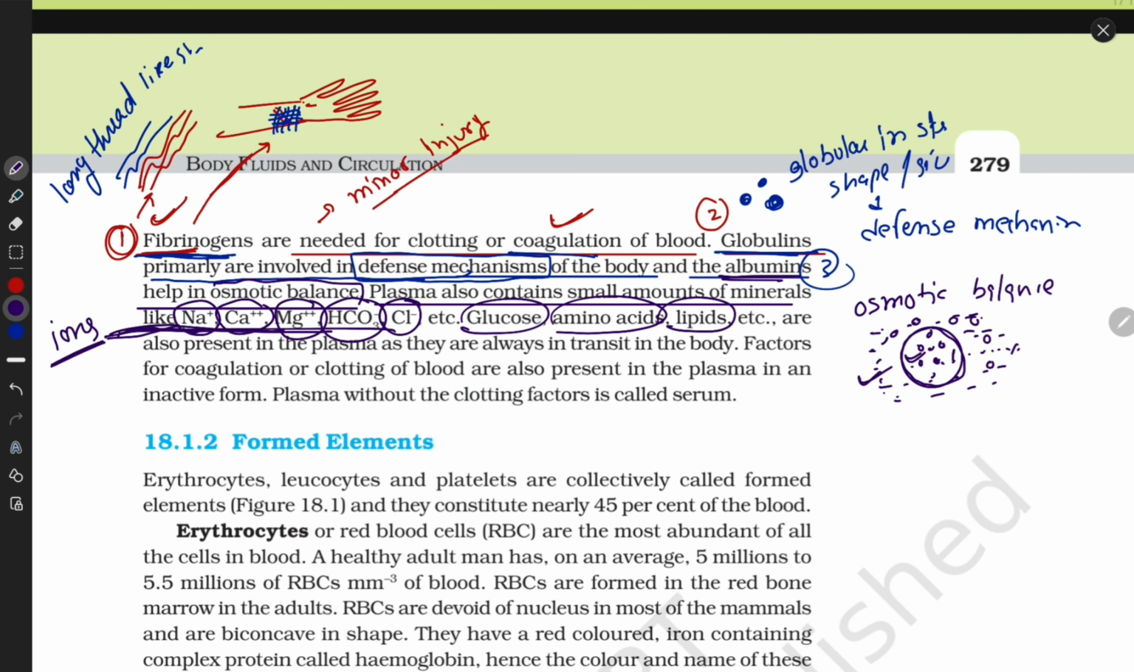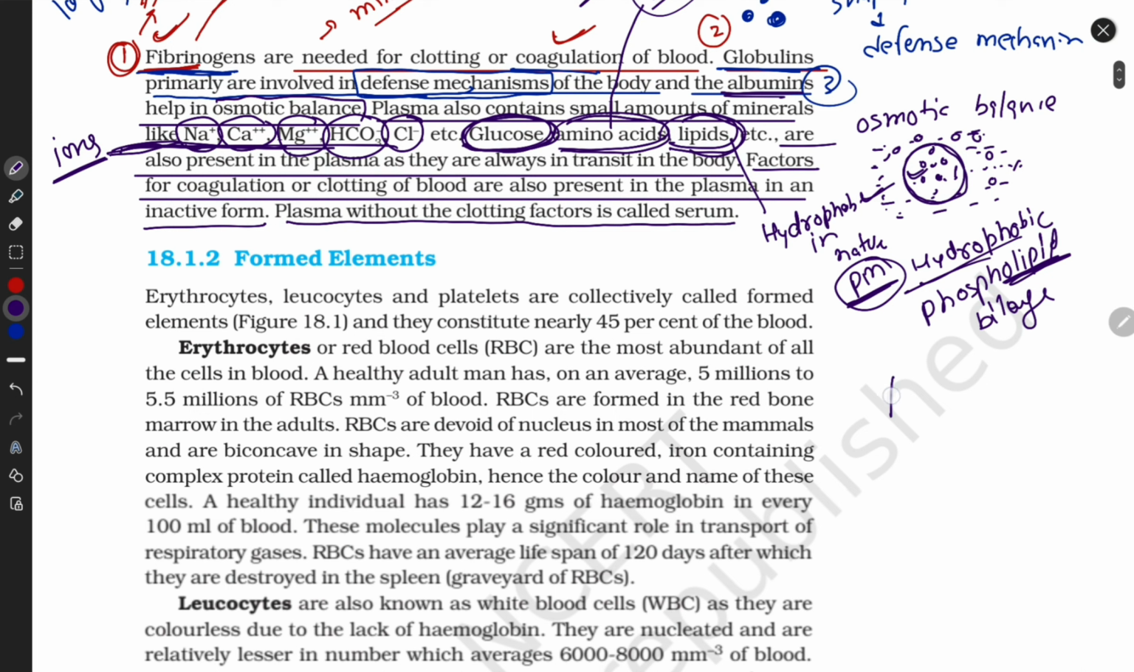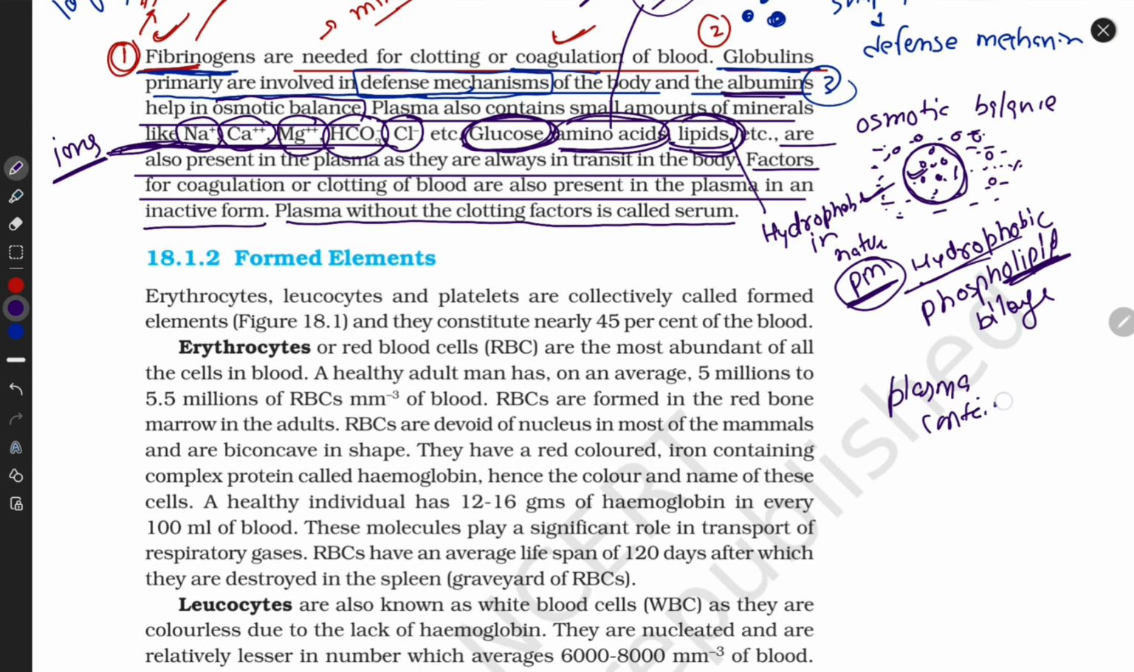We know that our plasma contains clotting factors. Does it mean they clot the blood inside us? No, they do not clot blood from inside, because they are present in inactive form. When an external injury occurs, these factors become active and work at their desired place. So this is all about our plasma.